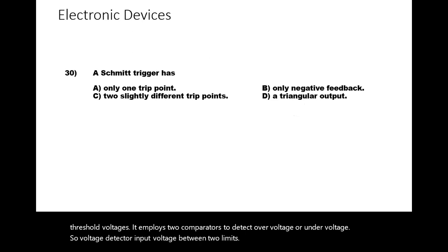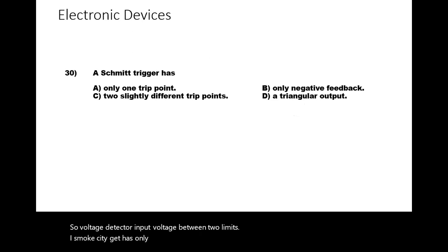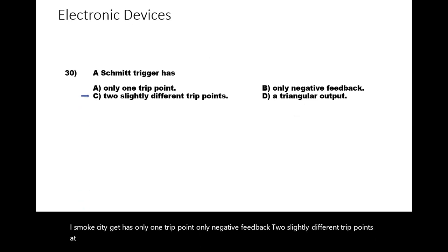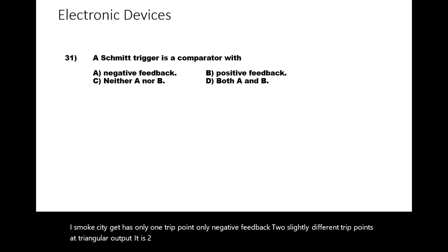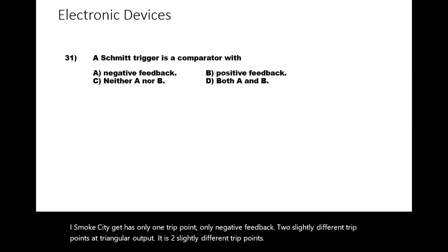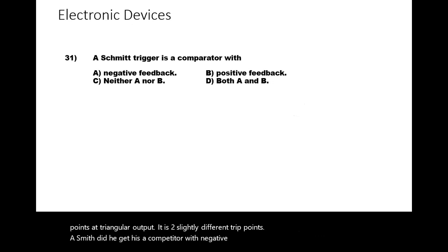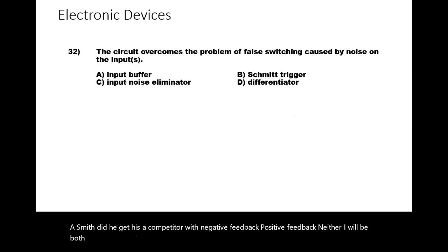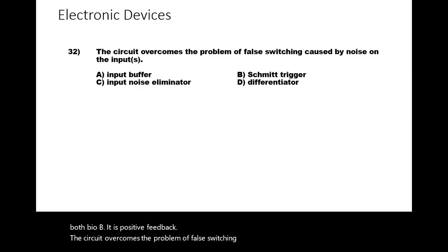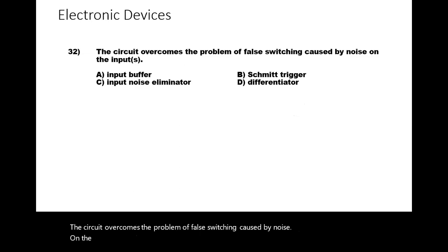A Schmitt trigger has only one trip point, only negative feedback, two slightly different trip points, or a triangular output? It is two slightly different trip points. A Schmitt trigger is a comparator with negative feedback, positive feedback, neither A or B, or both A and B? It is positive feedback. The circuit that overcomes the problem of false switching caused by noise on the inputs is an input buffer, Schmitt trigger, input noise eliminator, or a differentiator? It is a Schmitt trigger.